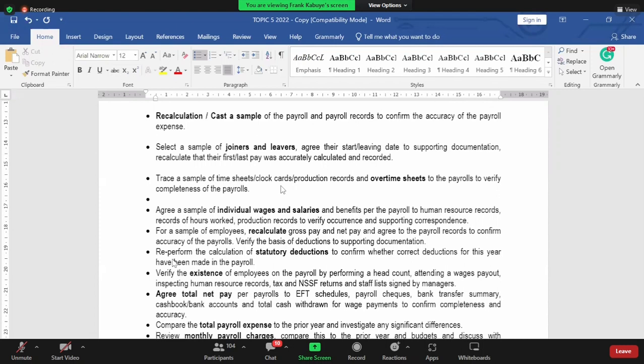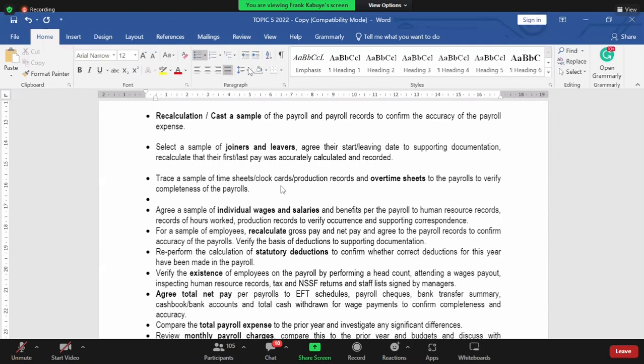Then also you can recalculate the gross pay and the net pay, and confirm that they are correct. You can recalculate the statutory deductions. You can verify existence of employees by doing a head count. You ask all of them to come out and you count them. Or if that is hard, because you can't tell an MD to come and you count him, you may have to look at their IDs, for example, clock in.